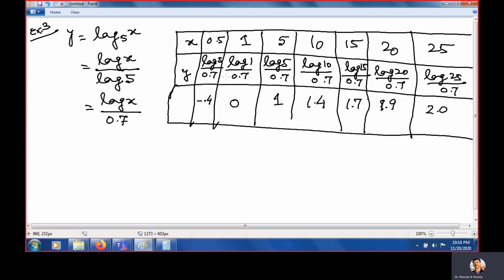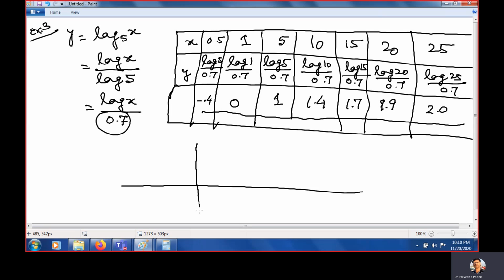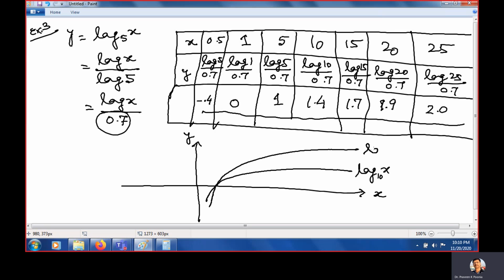So the graph is the same, only the values are a little higher. Why a little higher? Because you are dividing by a number less than 1. So if you draw the graph, you can draw the graph. Now I am not going to mark these points. You can mark them yourself. So I want to tell you one thing. Look, if the graph of log x was this one with base 10, the same graph of log x with base 5 is this one. This is log x base 10. This is log x base 5.